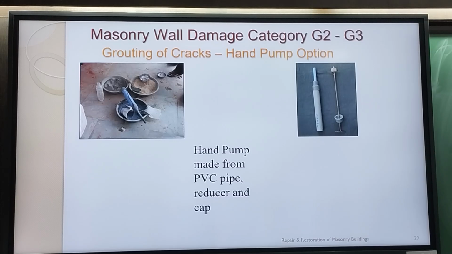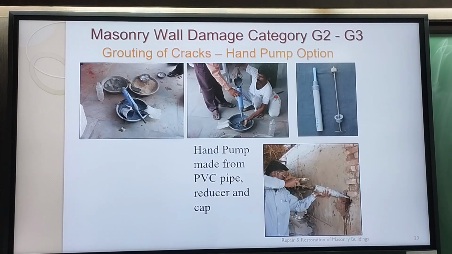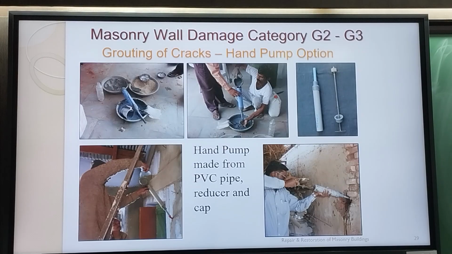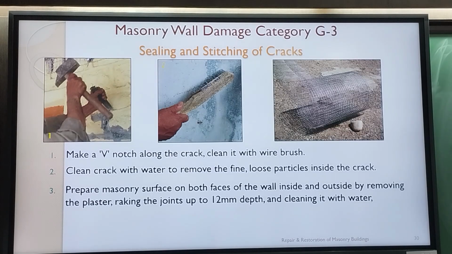Which you play with. So a simple hand pump made from PVC pipe and a reducer, and that's it. You fill up the slurry from the top and you do your work. Especially in the rural areas, improvisation is the name of the game, because you don't necessarily have the required infrastructure, power. Then we are coming to grade 3 cracks, and once again, the cracks have to be chiseled.